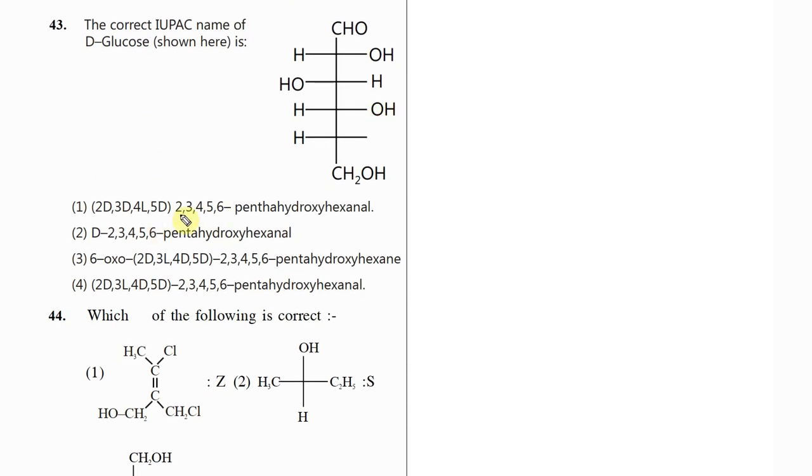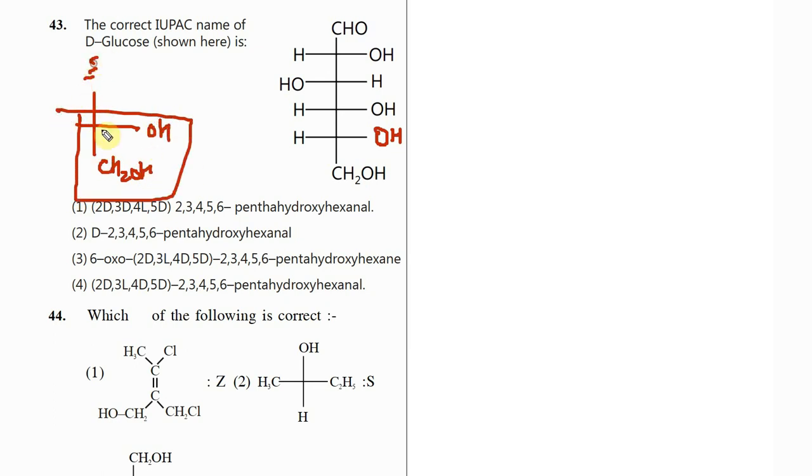Now look at these options: 2D, 3D, 4L, 5D and all that. D for what compound? Like glyceraldehyde, OH will be here. That is what makes it D.